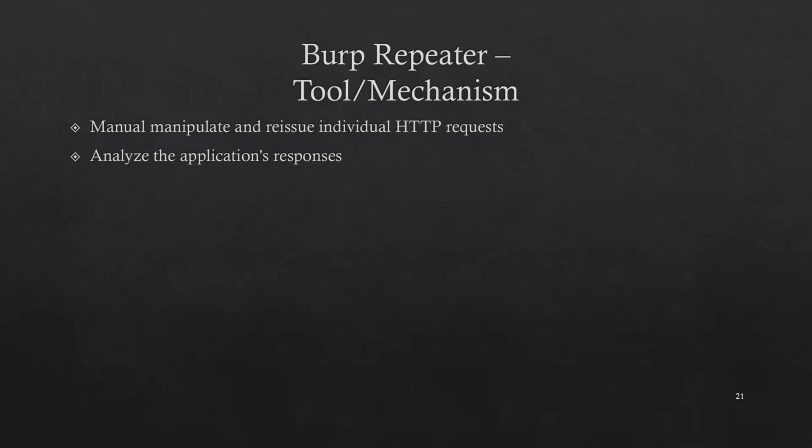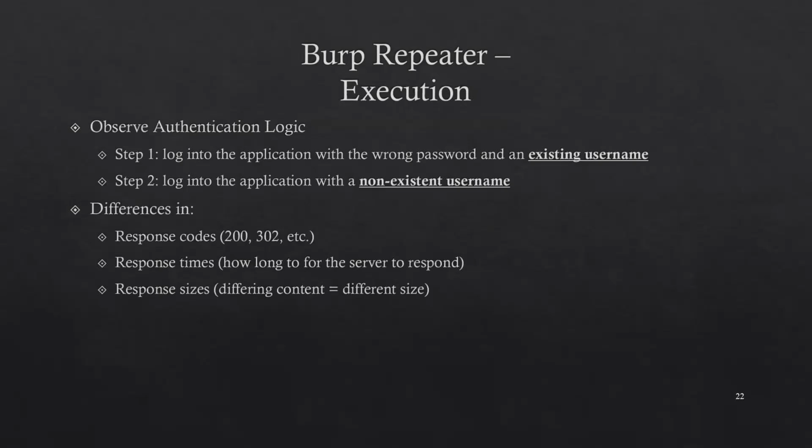But the Repeater functionality inside of it is a way to manually manipulate and reissue HTTP requests that you have captured from your browser, from your client on your machine. And it's an easy way to analyze the application's response to how you manipulated those requests. And that is going to be key about what we're trying to do here with account enumeration. So how do we do this?